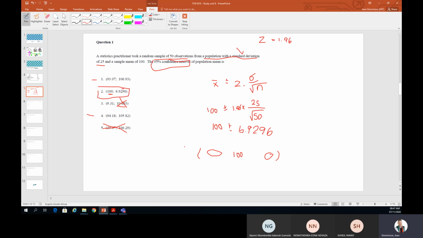So then basically it's 100 minus that, which gives me 93.07 for the smaller one. So that already I can see. And then if I add that 6.9 to the 100, it gives me 106.93. Okay, so basically we got it that option 1 was the correct answer.